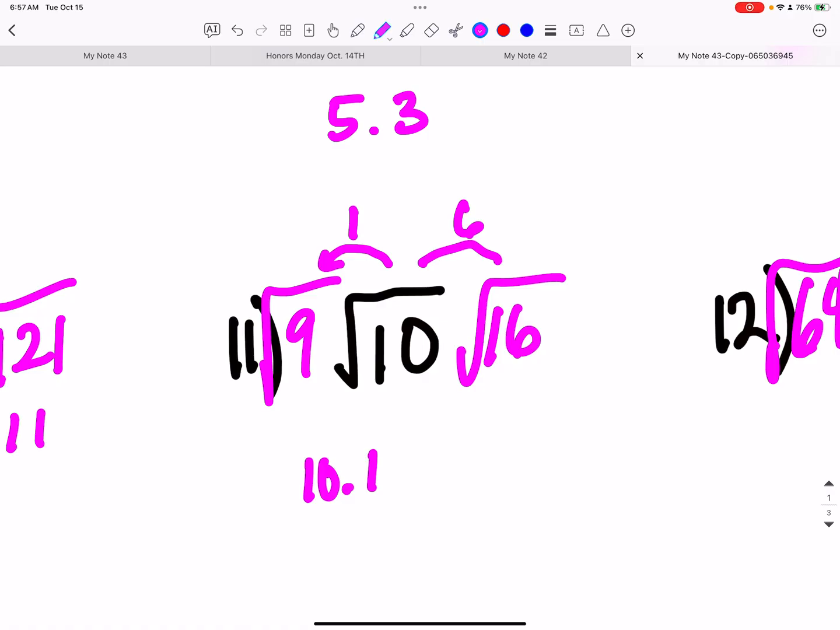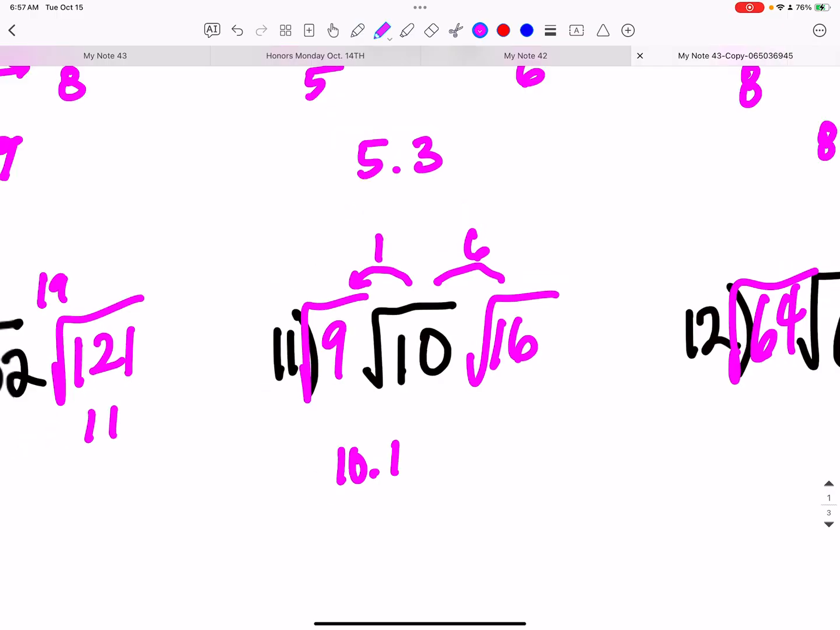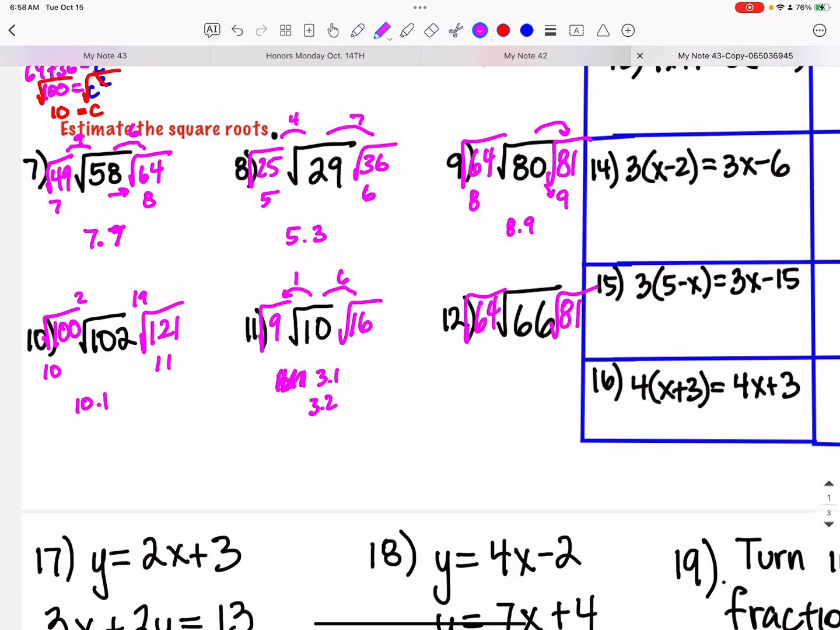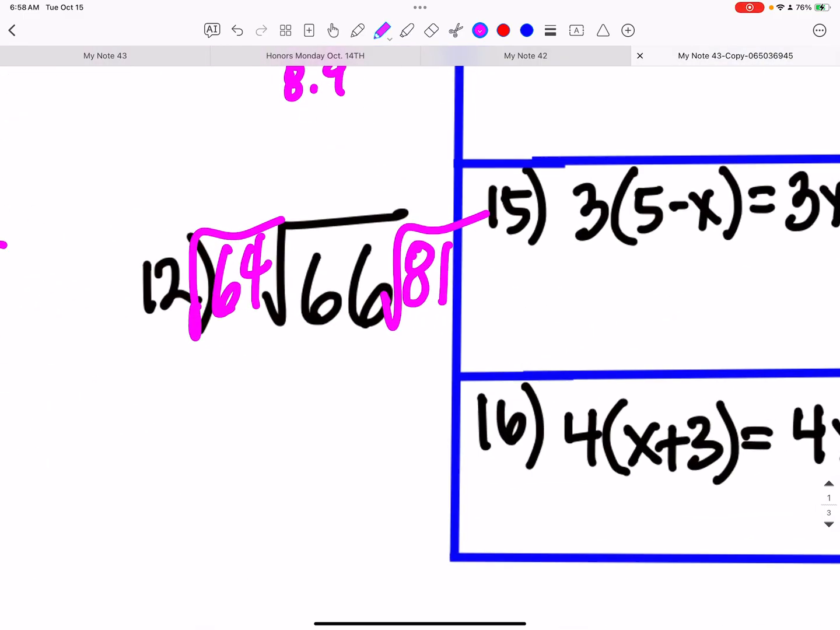Let's see. I'm actually curious about that. 10 square root. Oh, not 10.1. What am I doing? It's 3.1, and it's actually closer to 3.2. It's right between 3.1 and 3.2. And 66. Let's see. It's 2 away from there. It's 15 away from there. I'm going to go 8.1. Let's see, the square root of 66 is 8.1. Yeah.